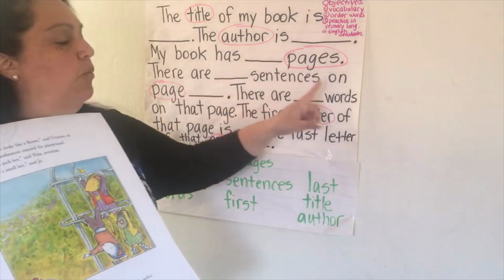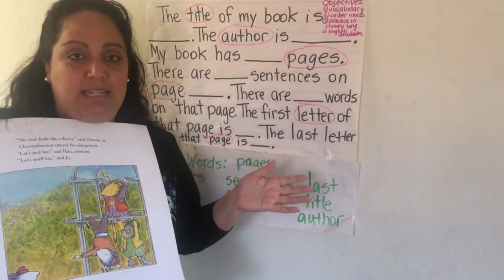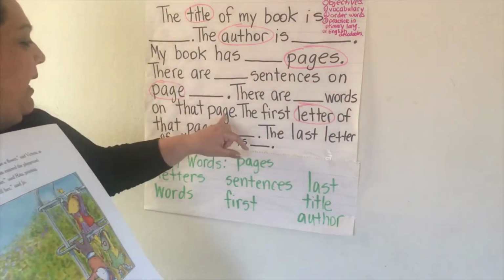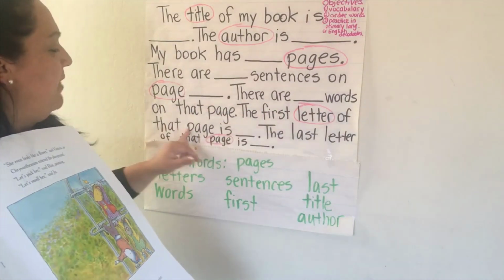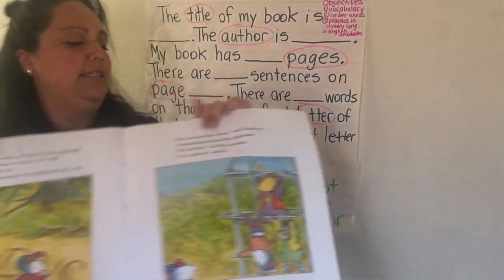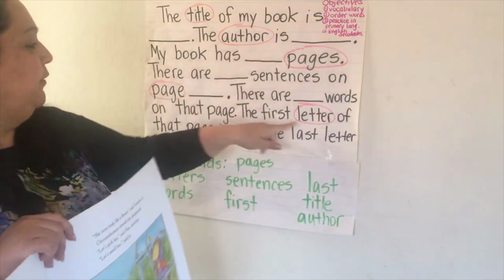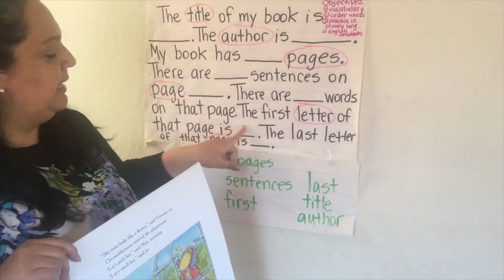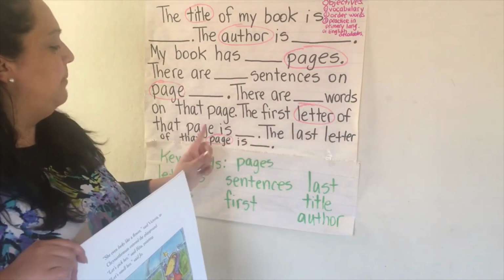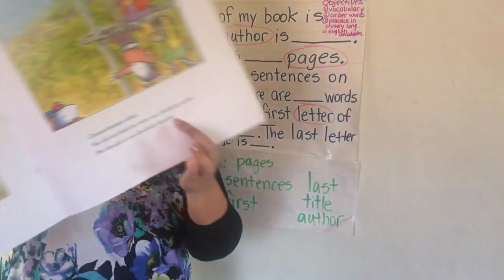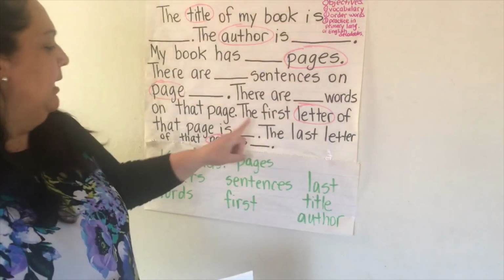There are blank words. Now, obviously, if it's like a Harry Potter type book, it's going to be tedious, should I say. There are blank words on that page. The first letter of that page is, so here in my Chrysanthemum book, the first letter, the word is she, so S. The first letter of that page is S. The last letter of that page is, so I'm going to the last letter, and it's L. She said, she writes dreadful, is L.